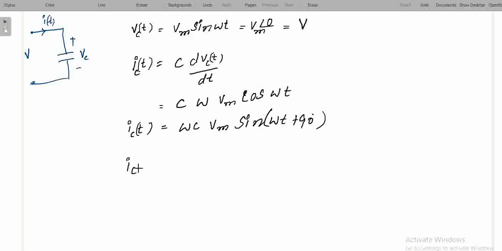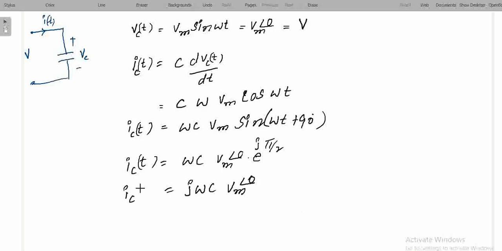This IC of t can be written as omega C Vm with an angle of 0 e power j pi by 2. So e power j pi by 2 is j. So j into omega C Vm with an angle of 0, that is your IC of t.